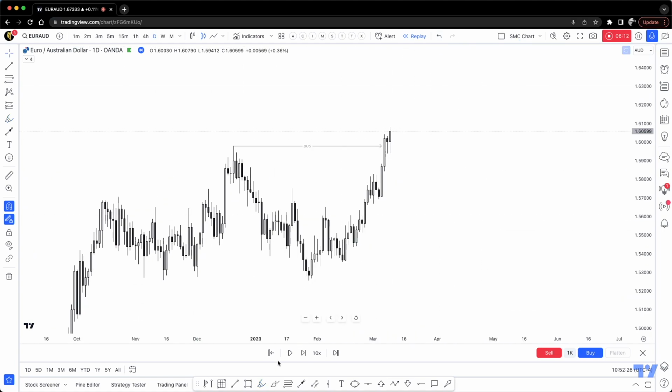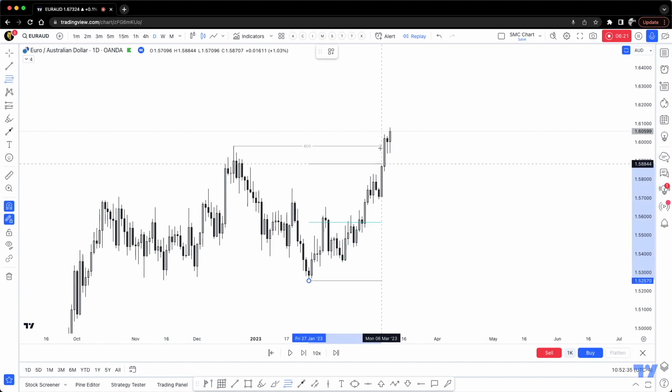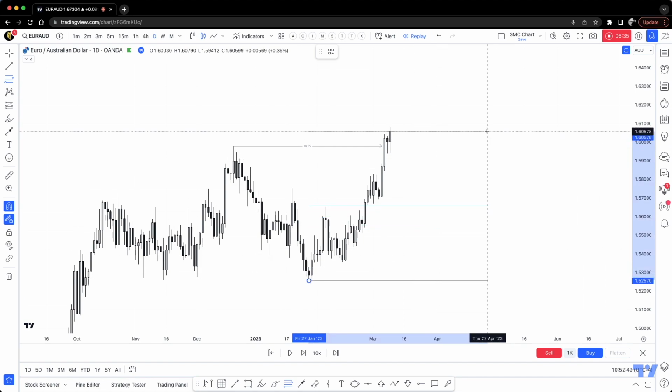And here we go. So I'm going to be using my fib from the lowest point before the break, okay? Again, the lowest point is right here. It's not this one, it's not this one, it's not this one. This is the lowest point. It's not this one, it's not this one. This is the lowest point. I hope it makes sense.